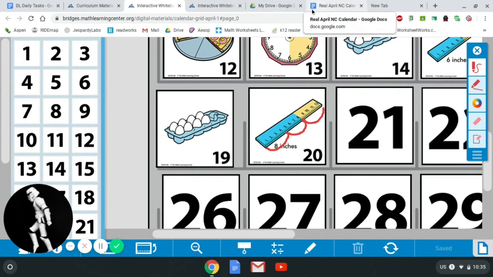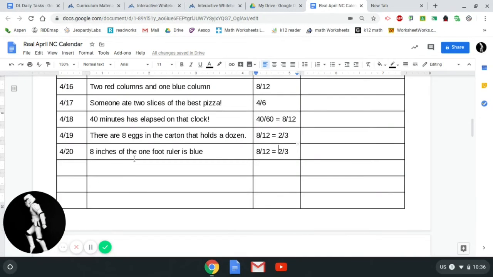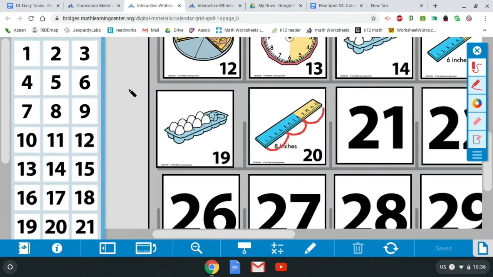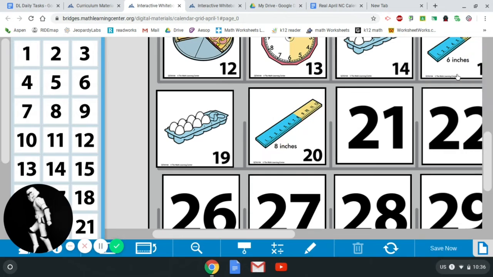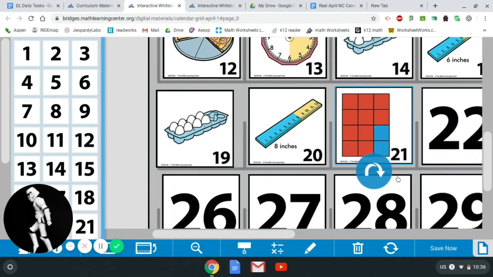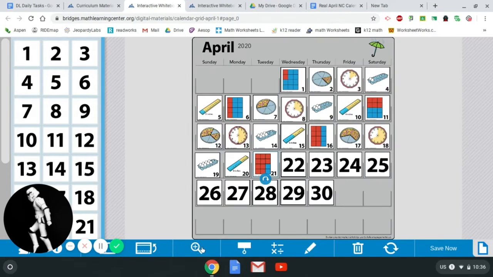Let's add that to our document. 8 inches of the 1 foot ruler is blue. 8 out of 12 is equal to 2/3. You've got to make your observation right here. Tomorrow, you have the 21st. The card looks like this. It doesn't look like the same fraction. It looks like an entirely new one. Take a moment, make your observation for it. Get it written down on that document. Tomorrow, we're going to update it.